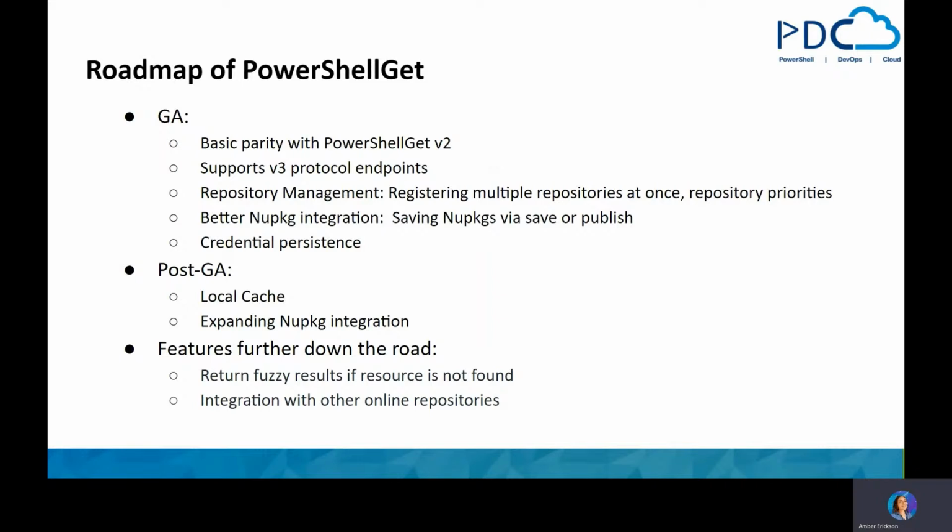So for our next couple of releases after GA, we plan to implement features such as a local cache, as well as expanding the NuGet integration. And then even further down the road, we want to incorporate features like returning fuzzy results if resources aren't found, and integrating with other online repositories.